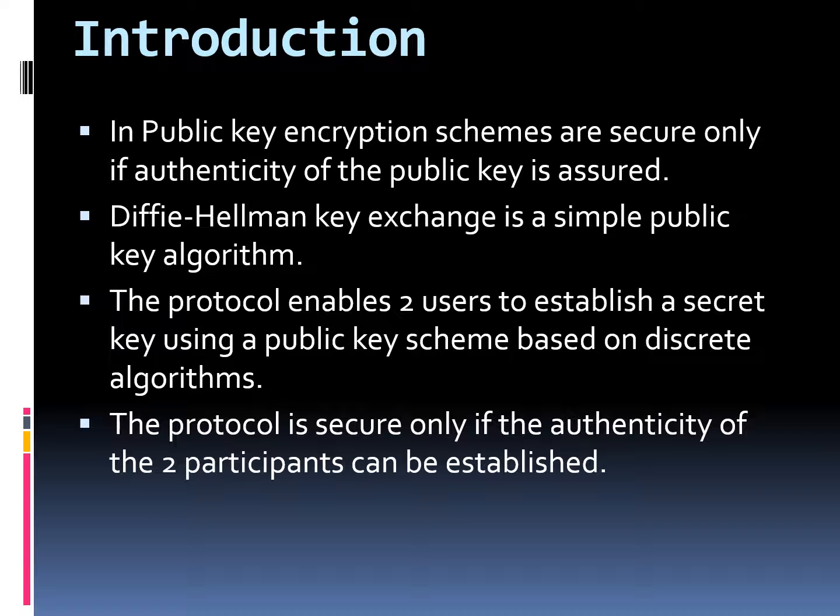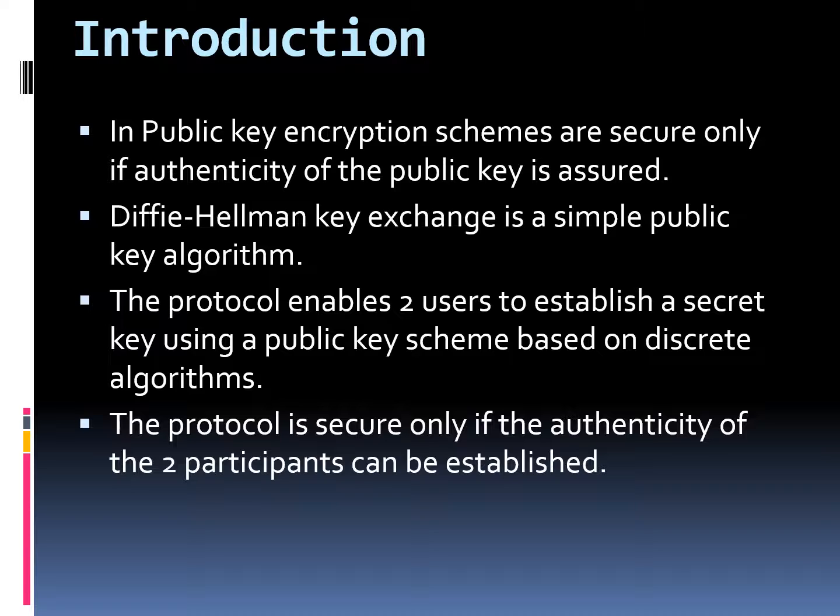So what happens? Let's take an example. Let's suppose two users are there, Alice and Bob. They want to share a secret key among themselves so that only they can encrypt the message. In that case, the Diffie-Hellman key exchange method is used. The protocol is secure only if the authenticity of the two participants can be established.